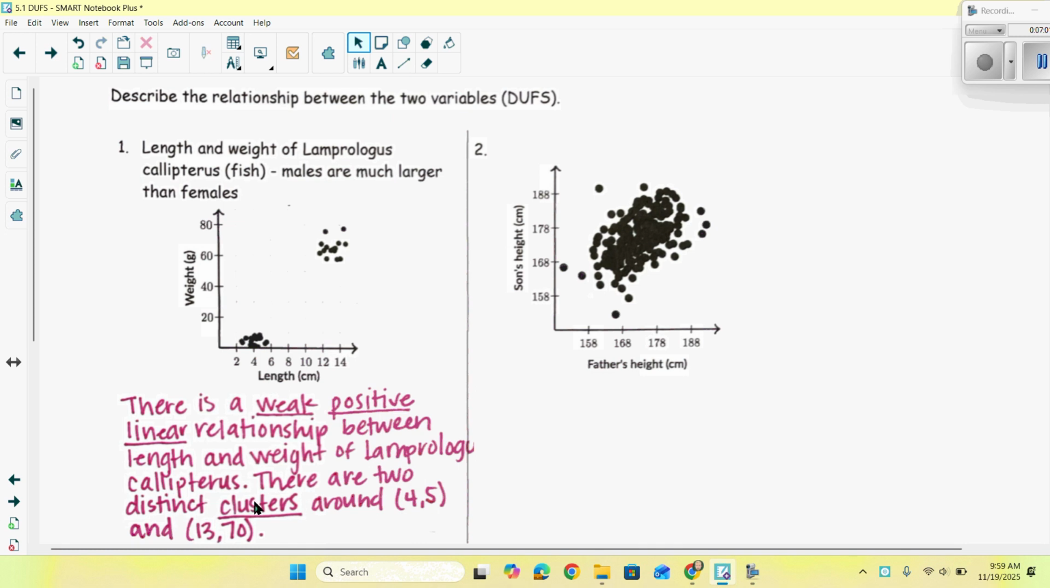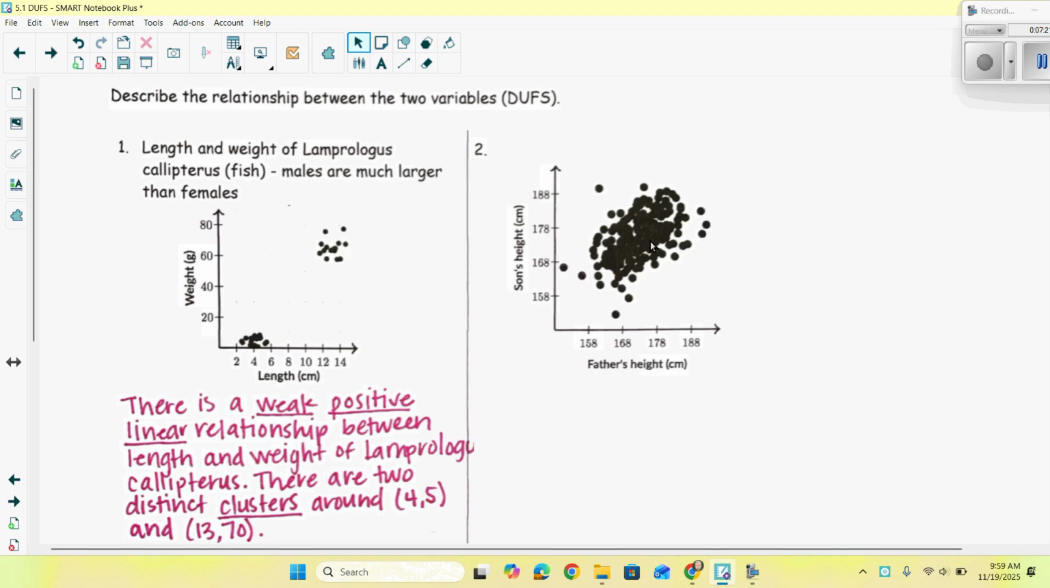There are also 2 distinct clusters, and that makes it unusual. That's something unique about this graph that we wouldn't normally see. So the weakness is the strength, the positive is the direction, linear is the form, clusters is the description of the unusual nature.